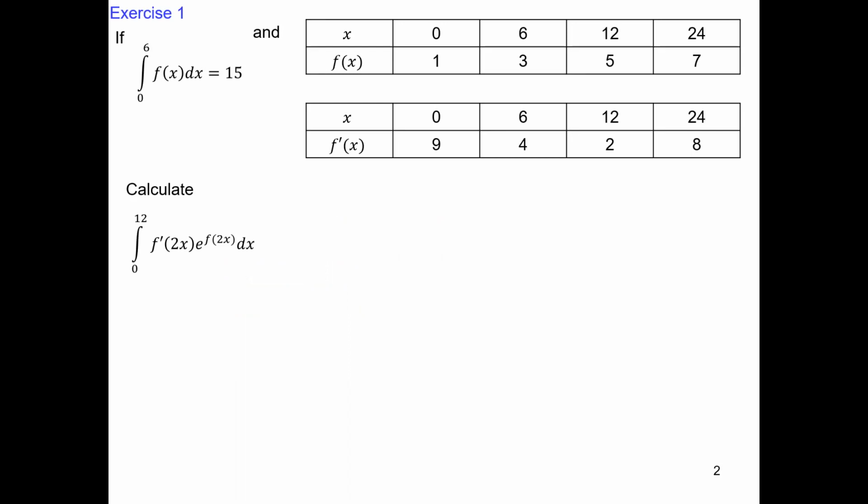The integral of f of x dx from 0 to 6 equals 15. And then we have some information about a function and its derivative at the points x equals 0, 6, 12, and 24. We might need them. Now we have to evaluate the integral between 0 and 12 of f prime of 2x times e to the power of f of 2x dx. And of course, I did stress the product, times.